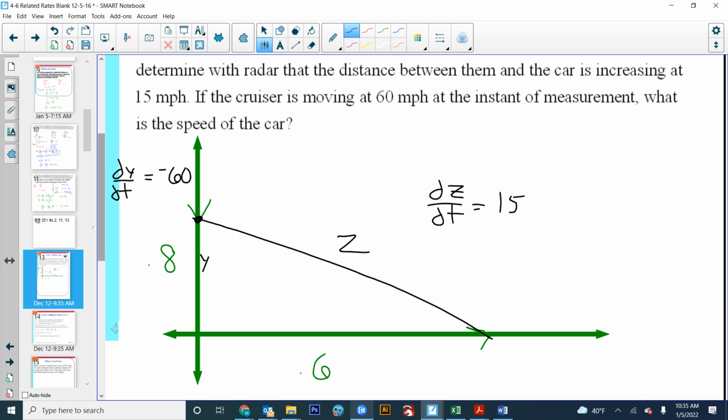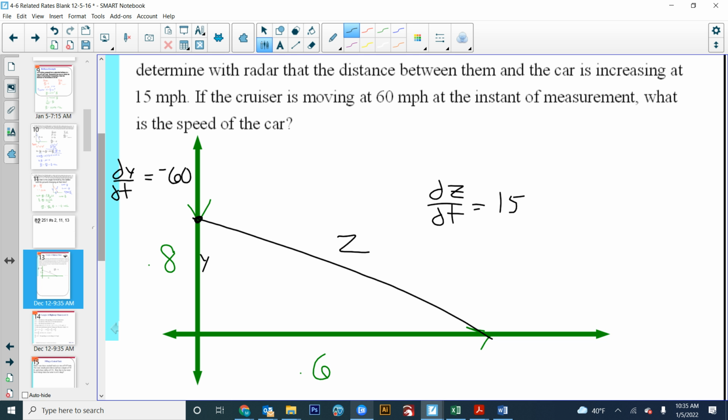If the cruiser is moving at 60 miles per hour, what is the speed of the car? I'm trying to find dx/dt. What do I need? Well, is this a Pythagorean theorem problem or is this a SOHCAHTOA problem? Pythagorean theorem, x squared plus y squared equals z squared, 2x dx/dt plus 2y dy/dt equals 2z dz/dt. I have an x, I don't have a dx/dt, that's what I'm trying to find. I have a y, I have a dy/dt. I don't know z or dz. Well, I do know dz/dt. I need to find z, right?